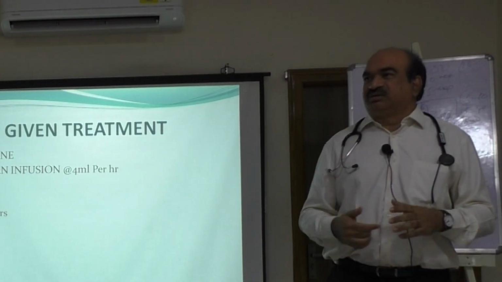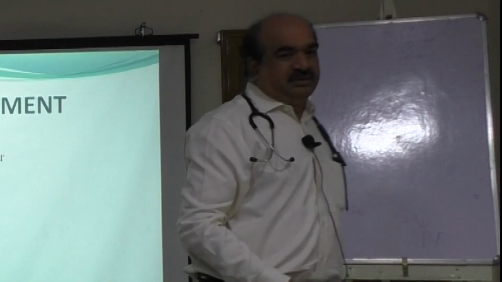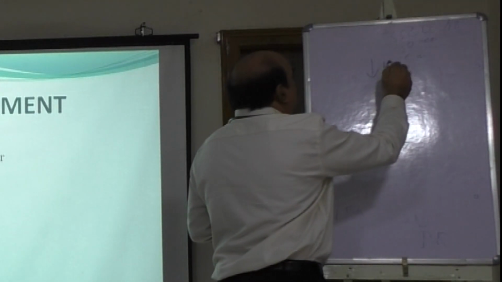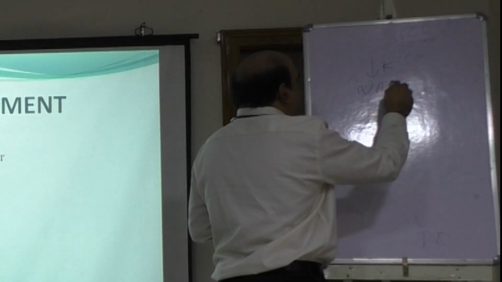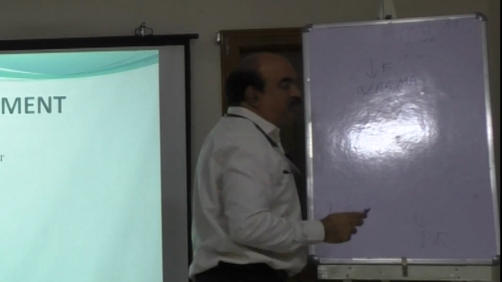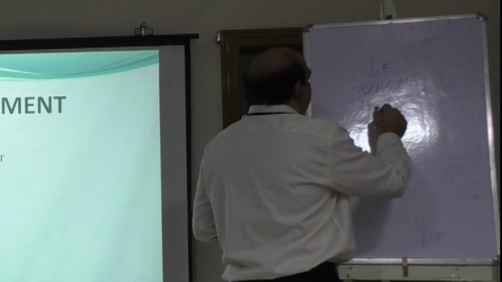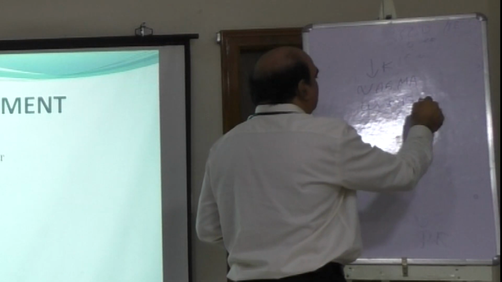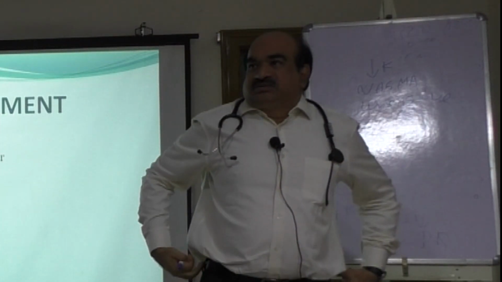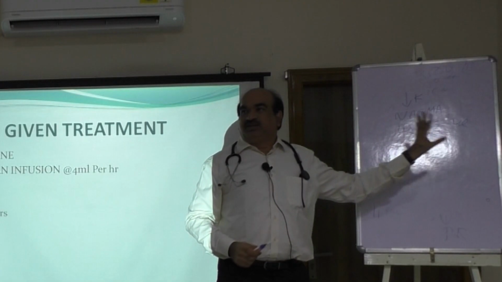So the approach to hypokalemia, and how do you investigate it? So the patient has hypokalemia, normal anion gap, metabolic acidosis, urine anion gap is negative. So what is the underlying cause?